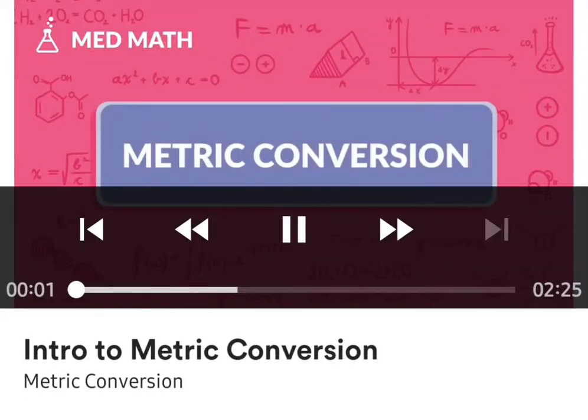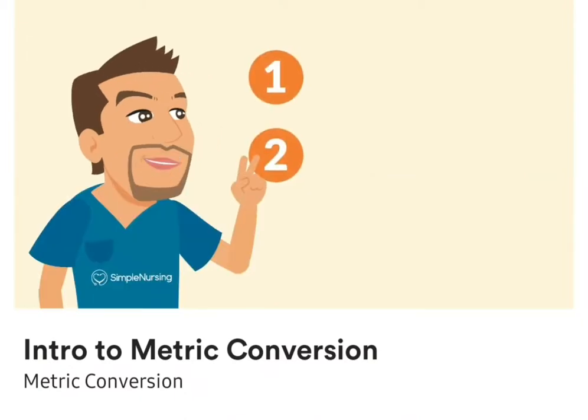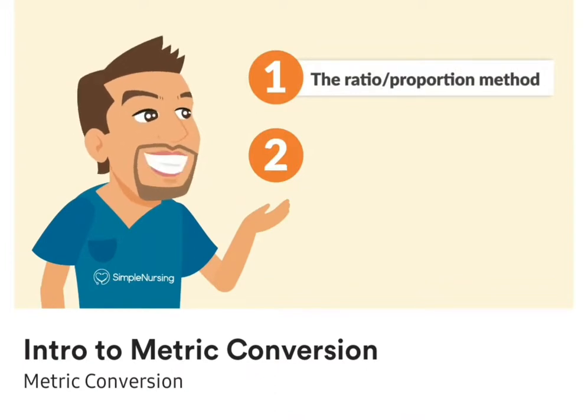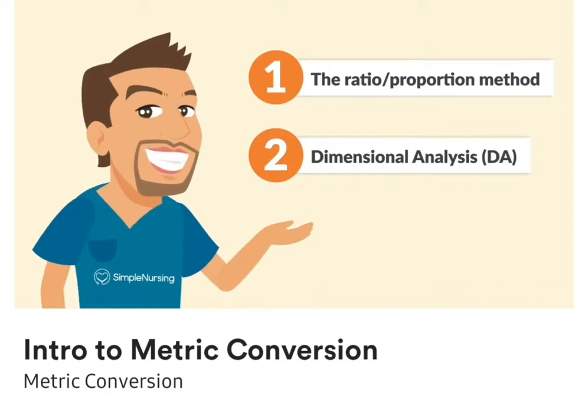Now, moving on to metric conversions. When converting between units of measurement, there are two calculation methods that can be used. We have the ratio and proportion method, or dimensional analysis, that is, DA. Each method requires that you know basic metric conversions.